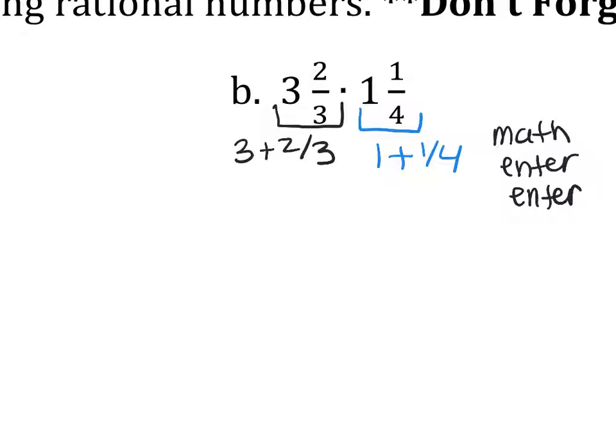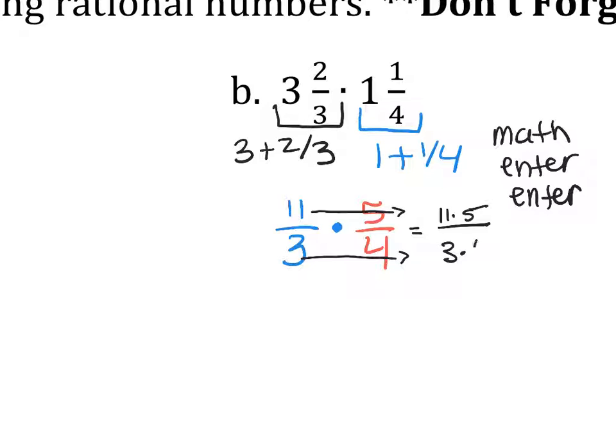So what is 3 2/3 as an improper fraction? 11 over 3. And what about 1 1/4? 5 over 4. Any questions on how to get those improper fractions? That's what we did yesterday. Okay. So now they're both in plain old fraction form, so we can do our multiplication just straight across. So 11 times 5 and 3 times 4. So that should give us 55 over 12.